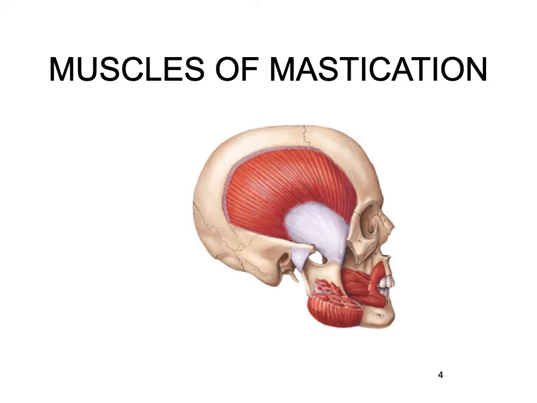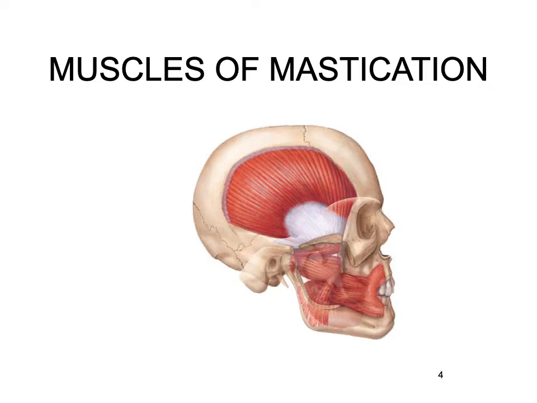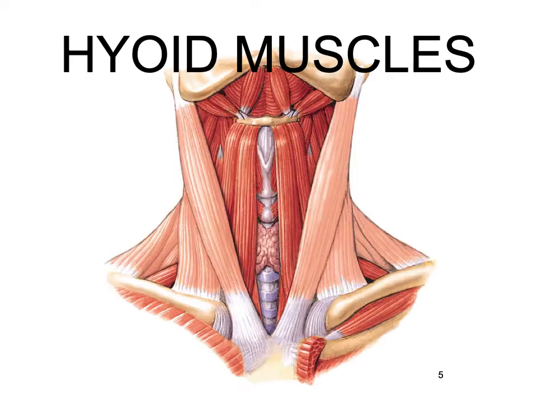The third group are the muscles of mastication. Mastication is the fancy word for chewing, right? And you've got muscles all the way up here on the side of the head, right down into the ones on the lateral side of the jaw. You've got some deeper muscles that are involved in here as well. So you've got a group of muscles that are part of chewing.